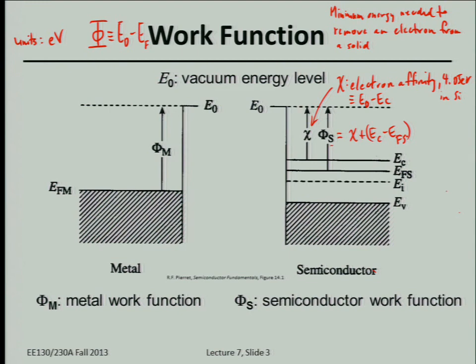Okay, so EC minus EF is determined by the electron concentration, which is dictated by the net dopant concentration. So remember, the work function is a fundamental property of the material. So in an energy band diagram, the work function, and actually the electron affinity, is going to be the same no matter which part of the semiconductor you're looking at. So that's constant.